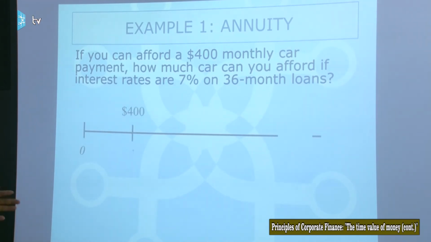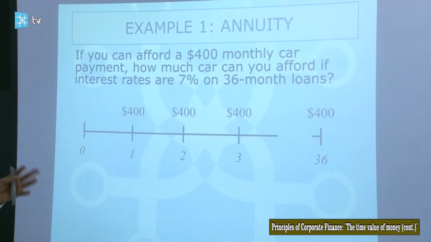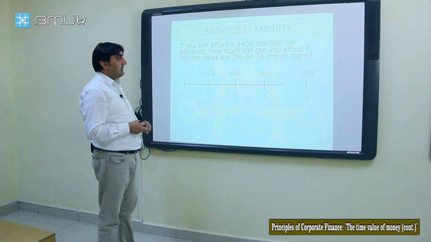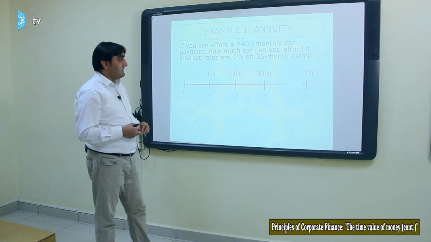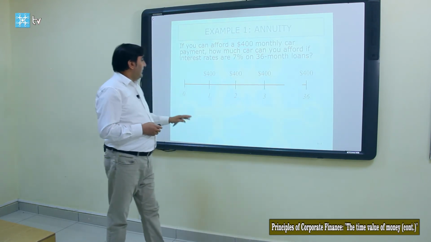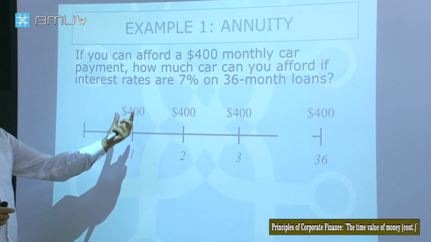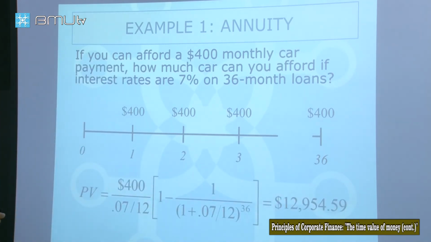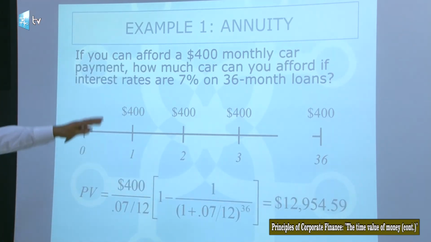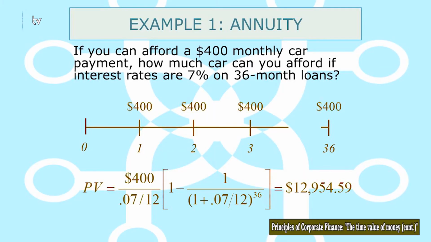And all mortgage payments and auto loans are annuities. If you can afford a $400 monthly car payment, how much car can you afford if interest rates are 7% on a 36-month loan? So you may pay $400 for 36 months, and the rate is 7%. As I said, all rates are quoted annual.